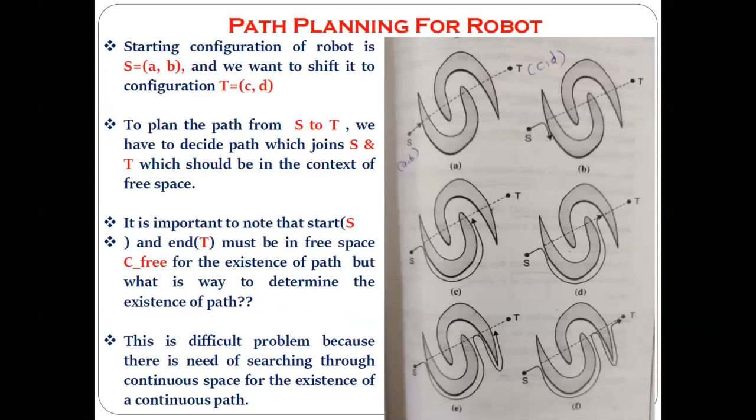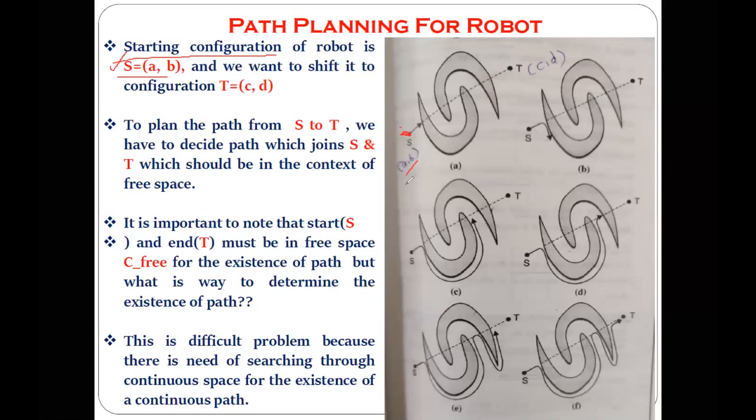Here we are given some initial configuration, and from that initial configuration the robot has to move to some destination point, or the target configuration. You can see the starting configuration for the robot is given, represented here as S equal to (a, b). This is the point. Can you see this? Yes, sir.